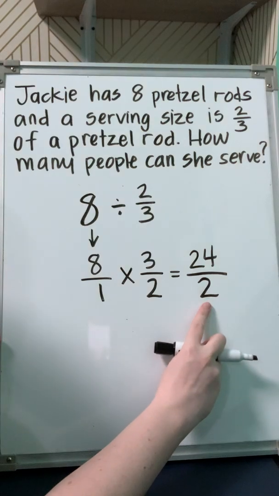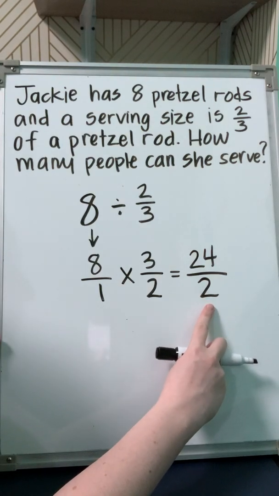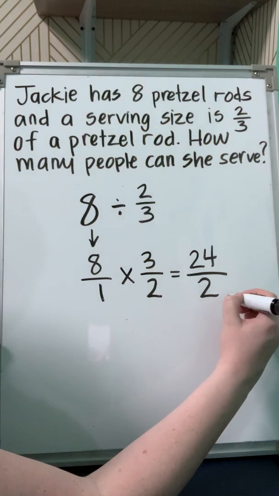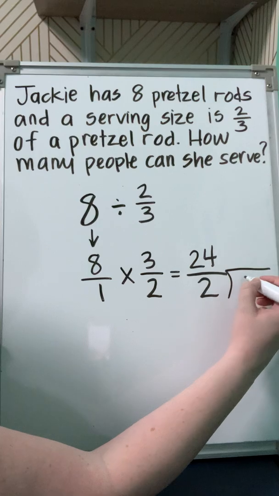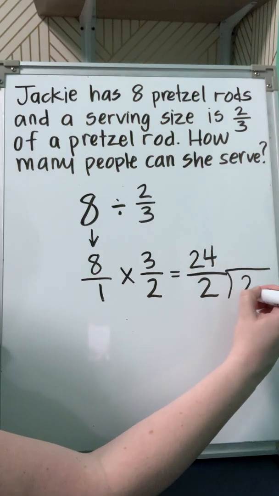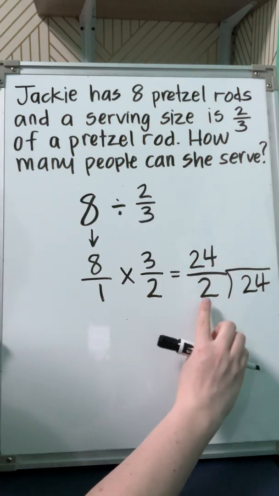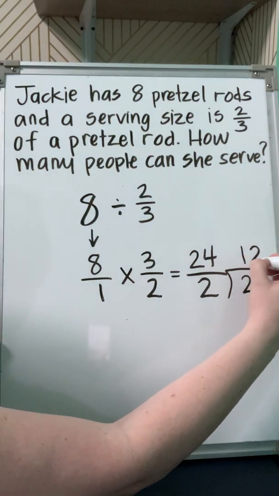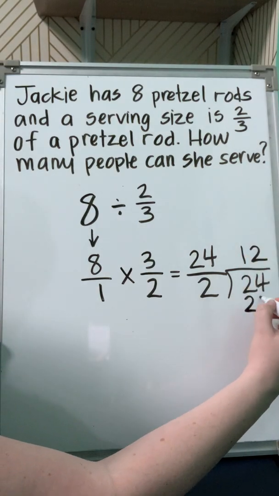So now we have an improper fraction, and we never want to leave our problems like that. So in order to change this into a mixed number or into a whole number, we're going to set up our division bar, and we're going to pull that numerator inside. Now, how many times can 2 fit into 24? It can fit in 12 times, and there's actually going to be no remainder.